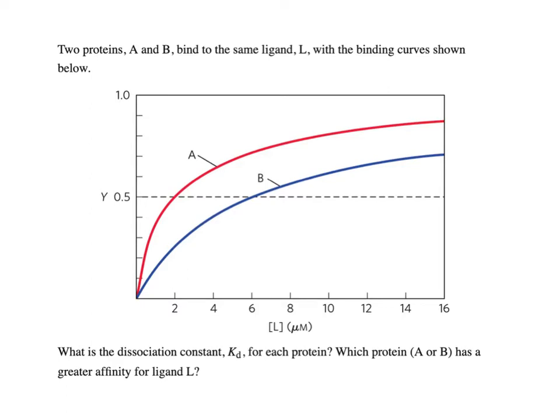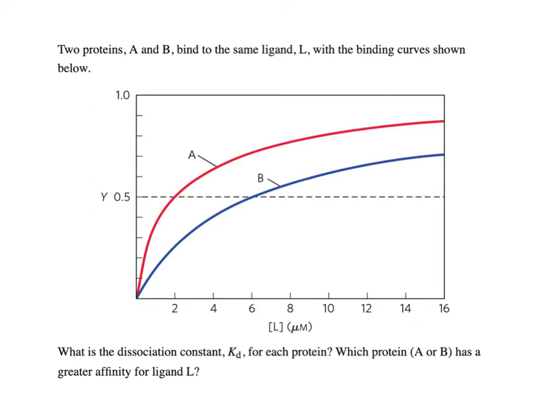Suppose I gave you this graph and it has two different curves for two proteins A and B that bind to the same ligand L, and they produce the binding curve shown. So can you figure out what the dissociation constant is for each protein? And then can you figure out which protein has a greater affinity for the ligand?